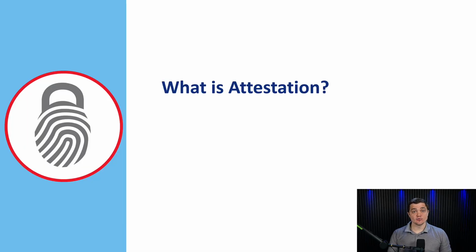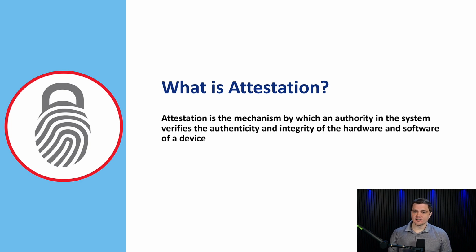We'll start with the obvious question of what is attestation? To give the technical definition, attestation is the mechanism by which an authority in the system verifies the authenticity and integrity of the hardware and software of a device. The basic idea is that we want to be able to ask a given device in a system for its identity and information about what it's doing, which it will then sign with a private key that only it could possibly have access to.